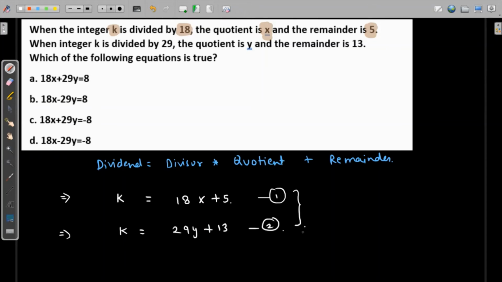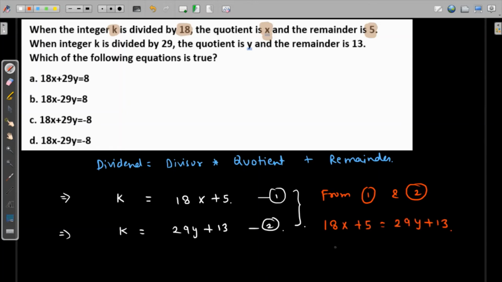From equation 1 and 2, since we have to find a relation between x and y, we have to get rid of k. So definitely we can get rid of k, because from 1 and 2 both are basically the values of k. So if we eliminate k, then 18x plus 5 is actually equal to 29y plus 13.